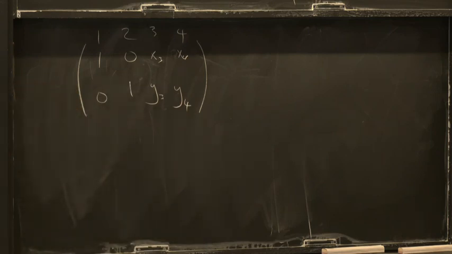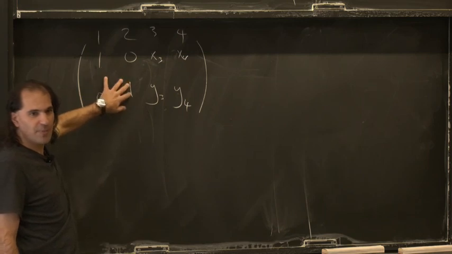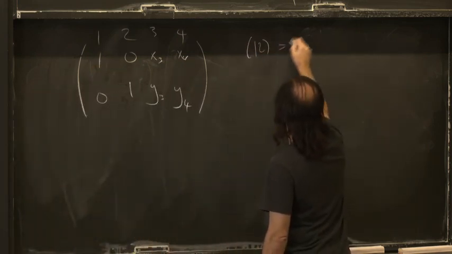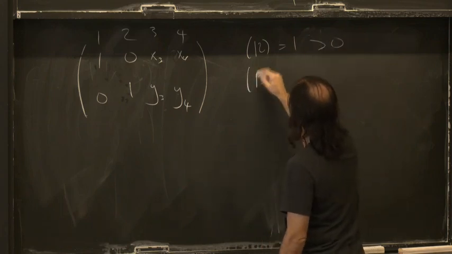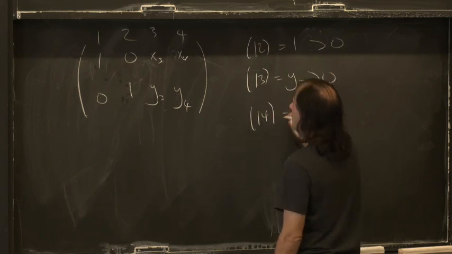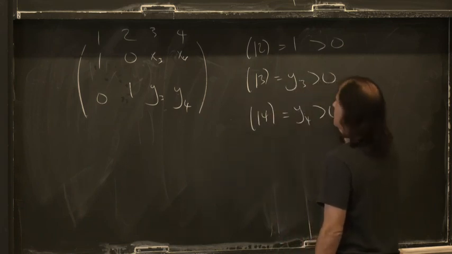Okay, so in that gauge fixing, what is the positive Grassmannian? Well, 1, 2 should be positive. That's good, I made it positive. Then I just have a lot of formulas. I have 1, 2 is 1. That's positive. 1, 3 is y3, which is positive. 1, 4 is y4. That's positive.